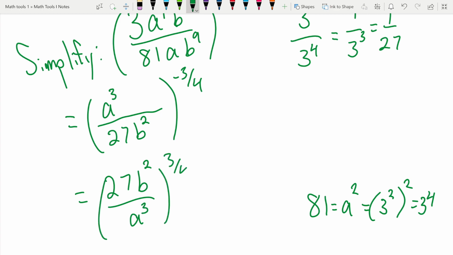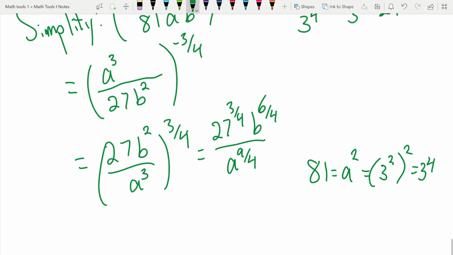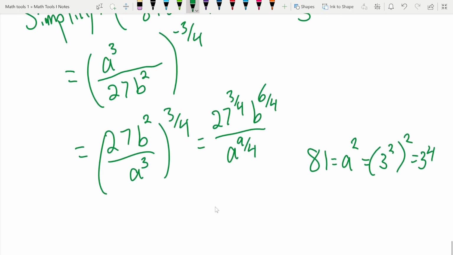And now it's just 3/4. And then we can do the 3/4 power for everything. So we'll have 27 to the 3/4, b squared to the 3/4. So 2 times 3/4 because of the power rule. So we have 6/4. You can simplify that on the next step. And then a to the 9/4. It doesn't look like we're really going to be able to make this much simpler, actually.